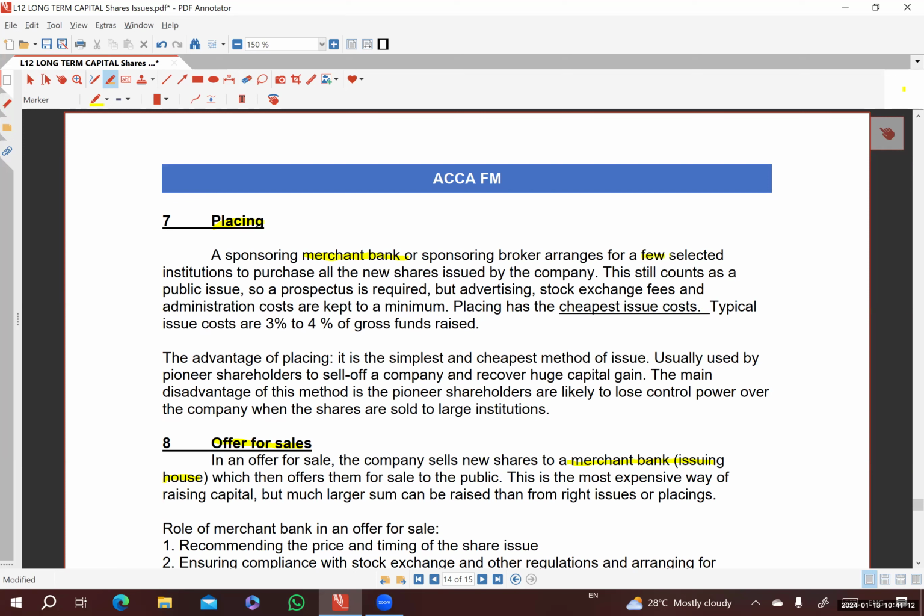So to some selected institution. Okay, so it's a very cheap way because you are not dealing with the large public. It's a direct offer. That's called pricing.